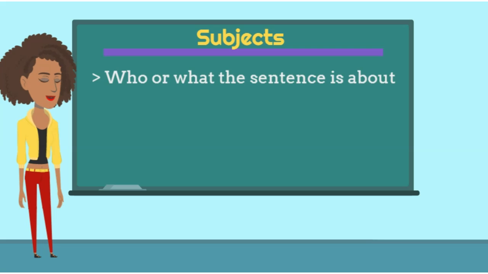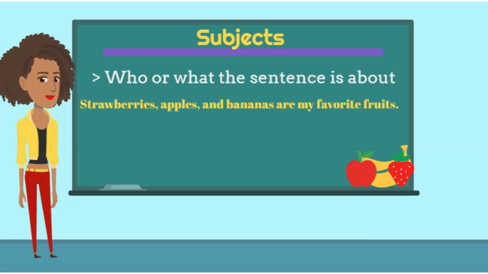Now there are times when there can be two or more subjects in a sentence. Before we take a look at an example, remember, in order to find the subject, we can simply ask ourselves who or what the sentence is about, or we can find the verb first.